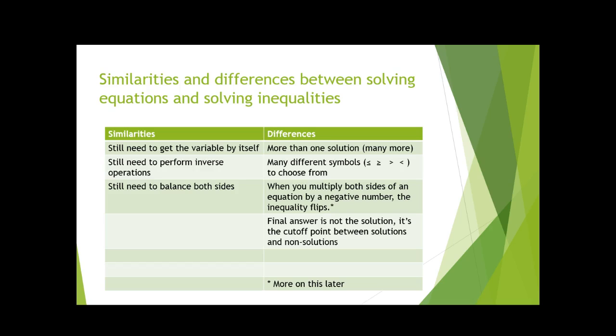But when you are done, you have more than one solution, more than one possible answer, more than one thing that makes a statement true. You have lots of different symbols to keep track of, so you need to know what that symbol actually represents. And this is a big one that we'll talk about later: when you multiply or divide both sides of an inequality by a negative number, the inequality sign flips.